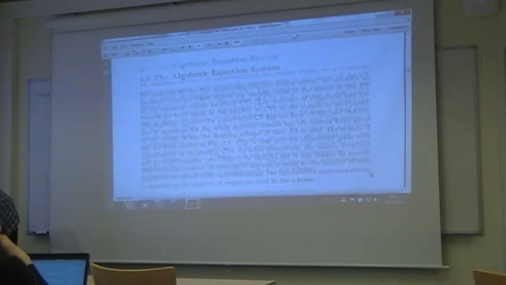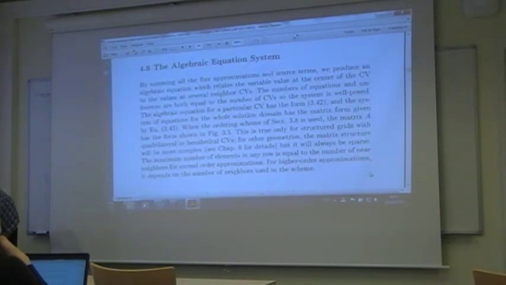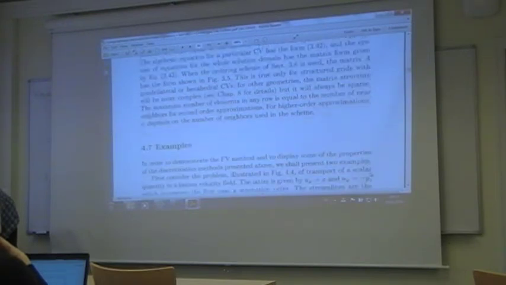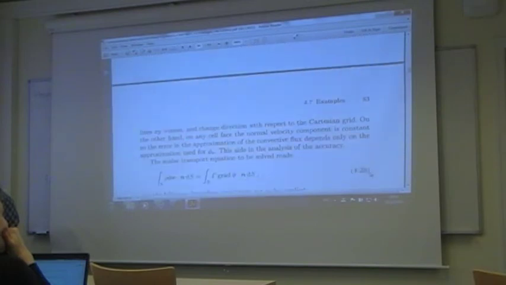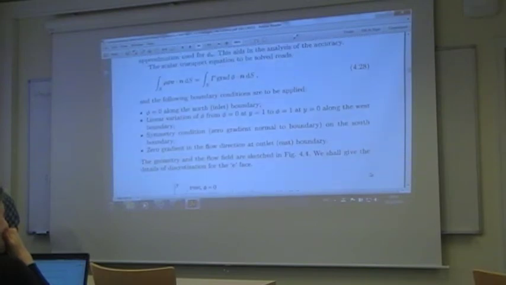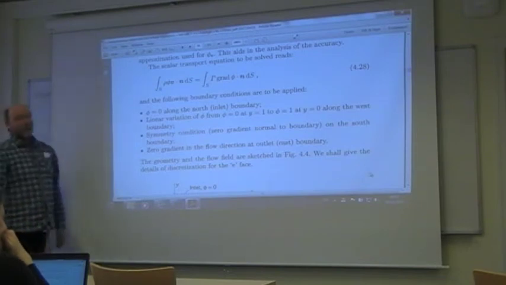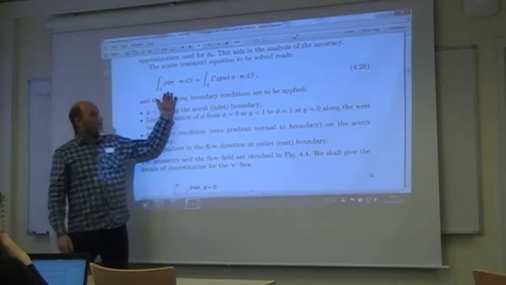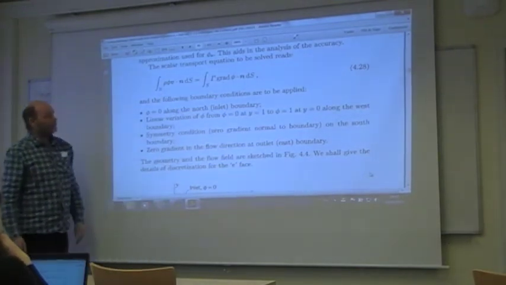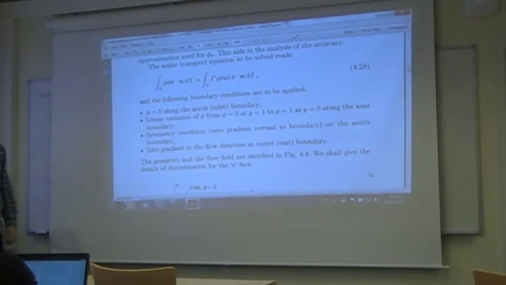The boundary condition has to be involved somehow. An algebraic equation system must be solved, and here, finally, is an example. So this is our example to be solved, now using finite volume. We have the advection diffusion equation, but now we go into a two-dimensional problem.